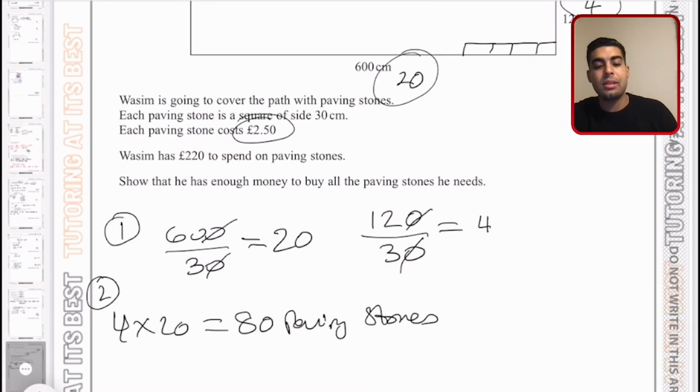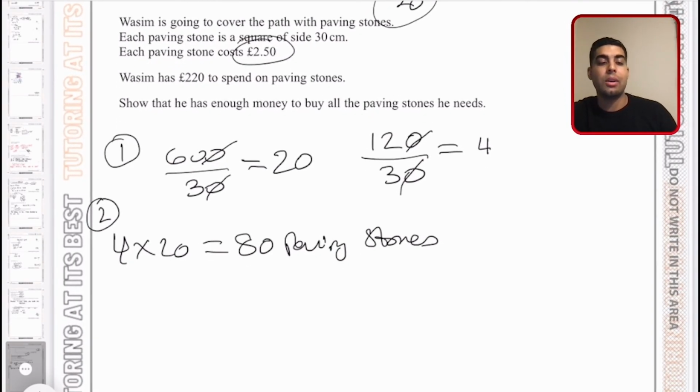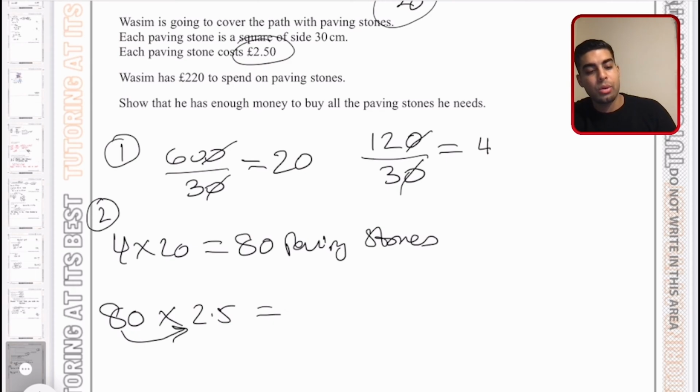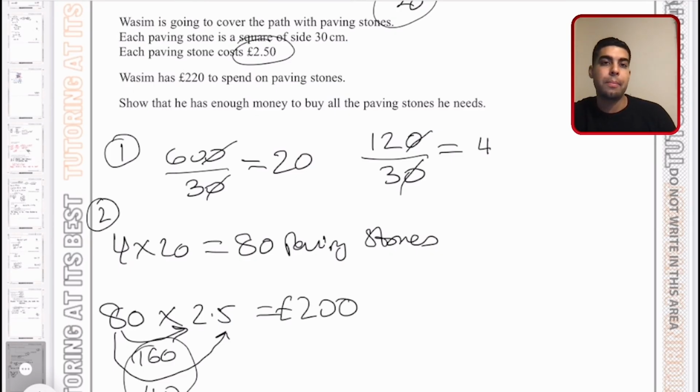And we know that each paving stone costs £2.50. So let's go ahead and multiply this out. 80 times 2.5. Again, we can do 80 times 2, which is 160. And then a half of 80 is 40. So we know if we add that together, we get £200.